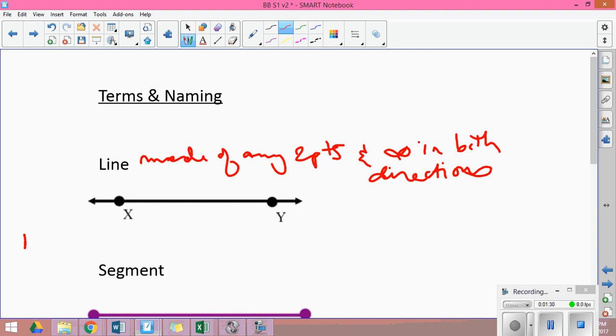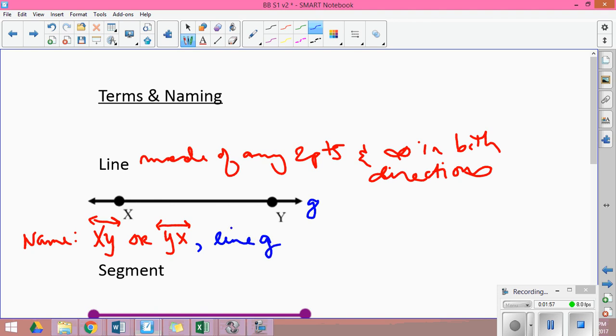When it comes to naming a line, there are 2 ways to name the line. You use any 2 points on the line with the little line symbol above it, and the order does not matter in a line. So line XY is the same as line YX. Sometimes when you see a line, there will be like a cursive lowercase letter by it. You can also name this line G. Now we would never mix that lowercase with an uppercase. We would never say GY like this. Okay, so it's either just lowercase or 2 points.